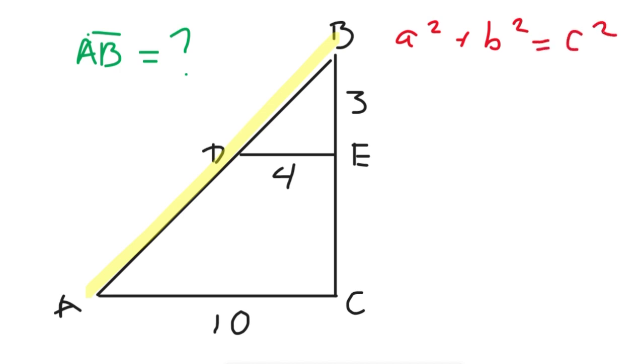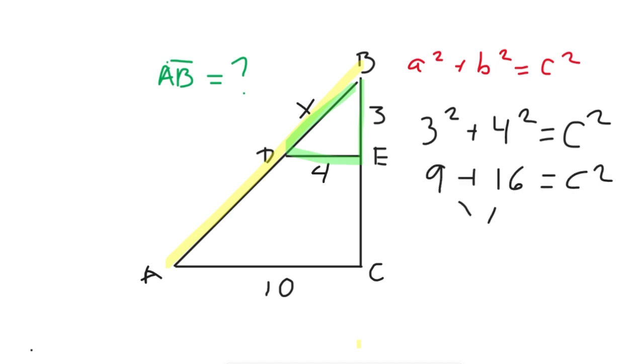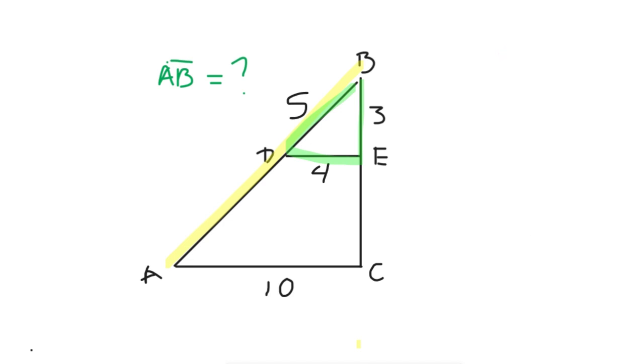learned this year. So since these two are similar, let's go ahead and first solve for BD. How we're going to do that is take a squared plus b squared equals c squared. So we'll just say 3 squared plus 4 squared equals c squared. So 9 plus 16 equals c squared. 9 plus 16 is 25. And we know the square root of 25 is 5. So that missing side that I labeled x, I'm going to relabel and label it as 5.